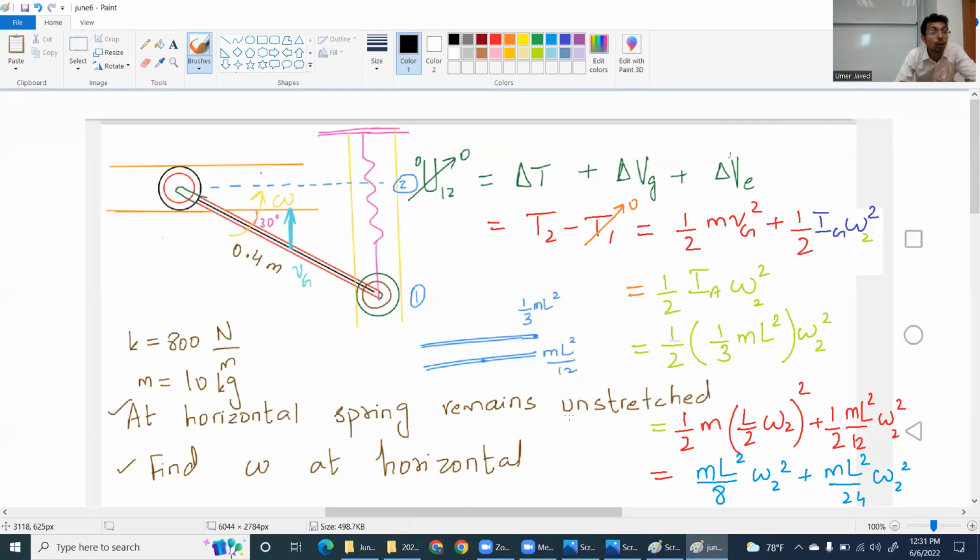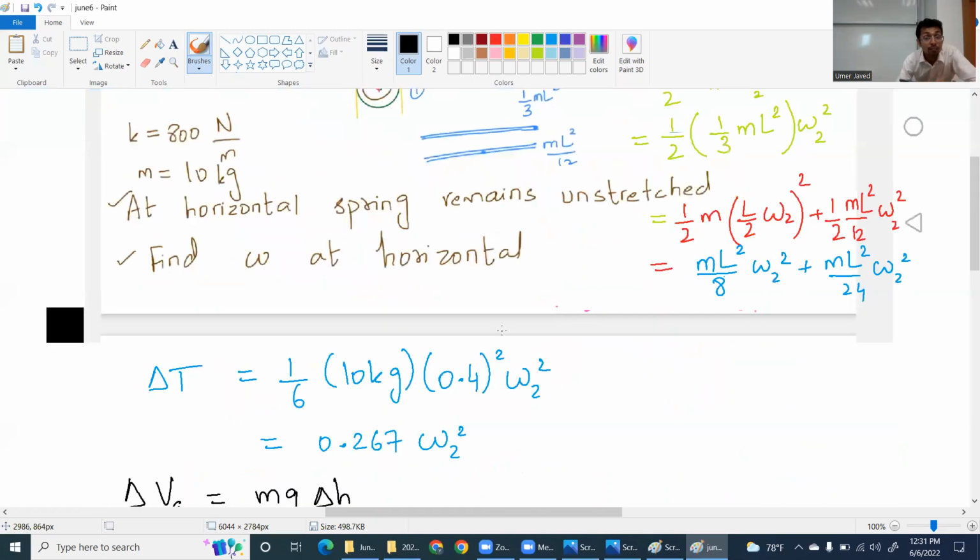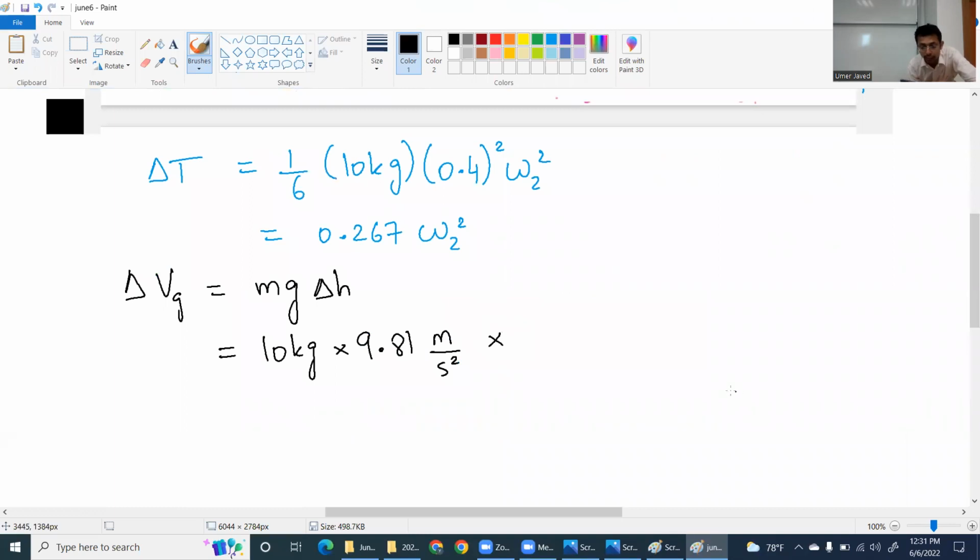But L by 2, not L. Because at the end of the day, I'm talking about the center of mass, how much the center of mass moves. So that is L by 2 sine 30, not L sine 30. Very easy to make this mistake in the exam. 0.4 divided by 2 sine 30, because this is how much your center of mass moves. So you will get a final answer of 9.81 Newton meter. Agreed or not?